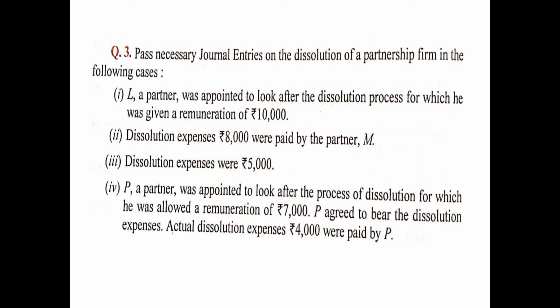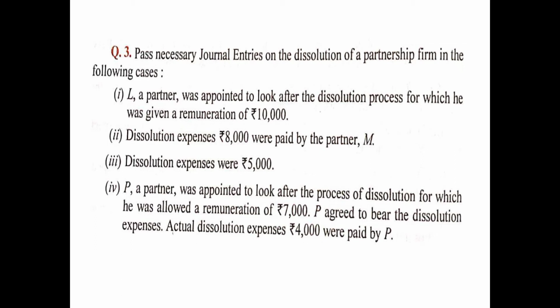So case number 1, L, a partner, was appointed to look after the dissolution process for which he was given a remuneration of 10,000. That means L is responsible for the dissolution expenses for which he is given a fixed remuneration of 10,000. So the entry will be realization account debited 10,000 to L's capital account 10,000.